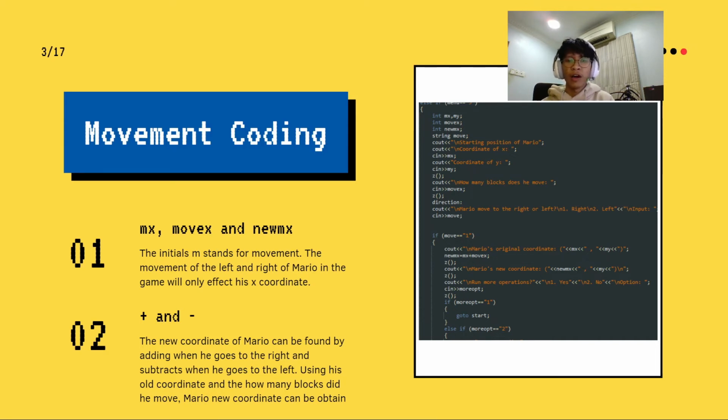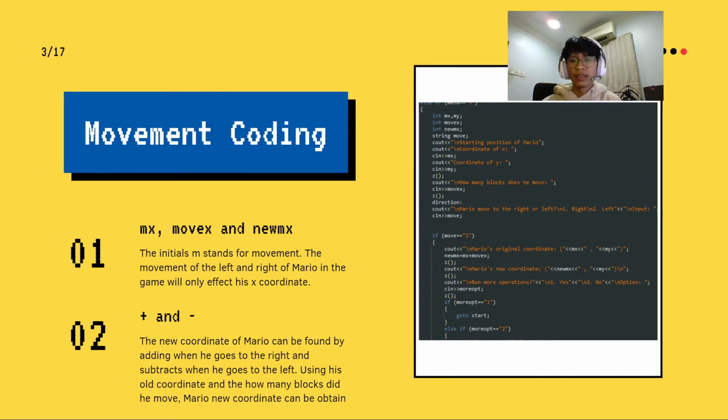Move x is how many blocks he moves on the x-axis, and the new mx is the new coordinate of the movement operation on the x-axis. So we can see that the initial M stands for movement. The movement of Mario left and right in the game will only affect his x coordinate.